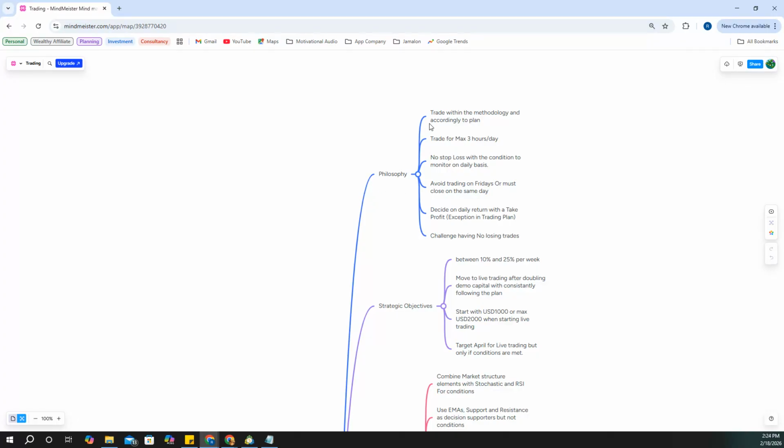Let's move on. So my trading philosophy is to trade within the methodology and according to plan, and trade for a maximum of 3 hours. Actually, today the session was maybe only half an hour, because GBP USD is the second pair that I look at. I found the trade, took it, and that's it. I closed the session. I did not look at the other pairs because I already have two open trades and I will not have a third one, especially with the circumstances that are happening now.